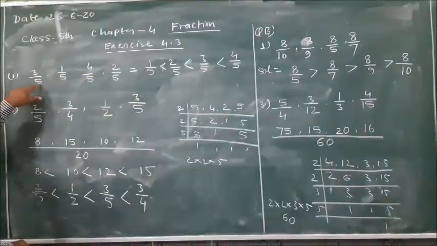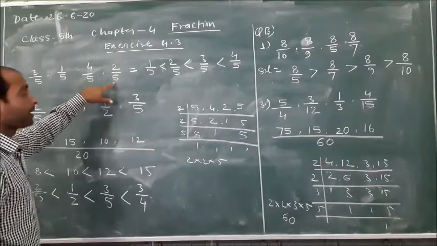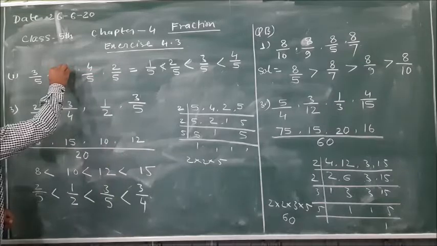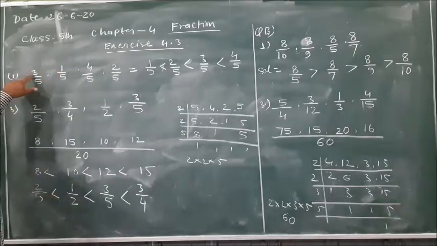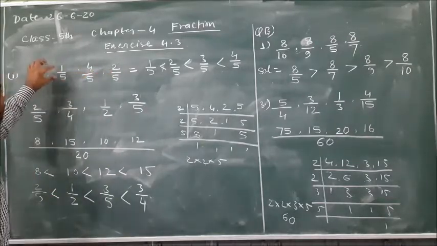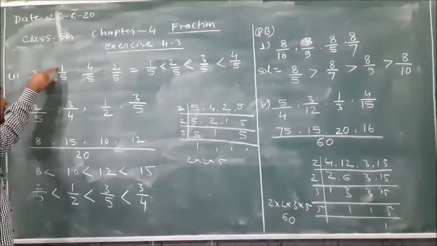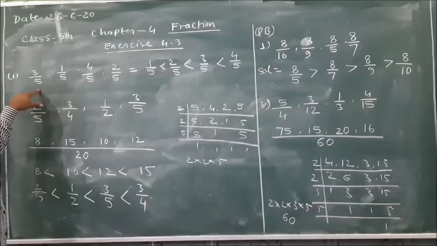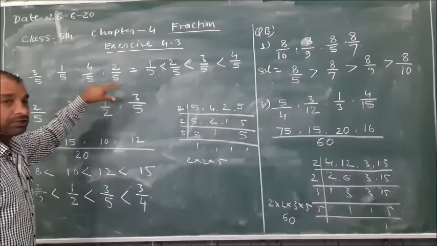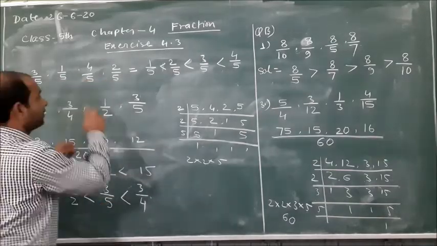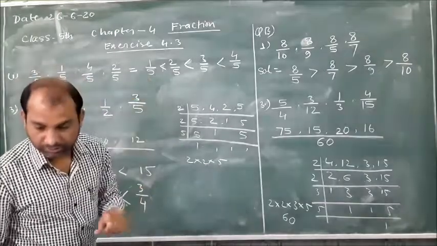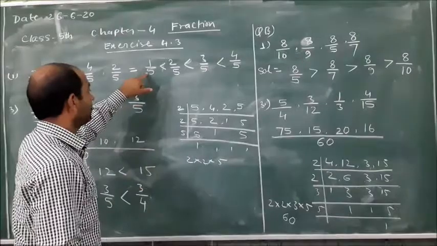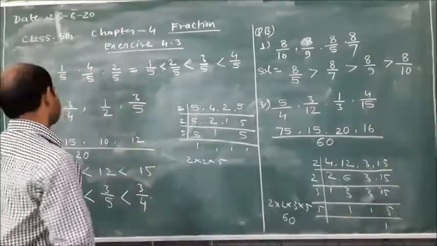Suppose here 5, 5, 5, 5. Here which numerator is smaller? Here 1. 1 is smaller than 3, 4, 2. So 1 upon 5 is smaller than these fractions. So first we write here, because in the question the fractions are to be written in ascending order, first we write the smallest fraction.